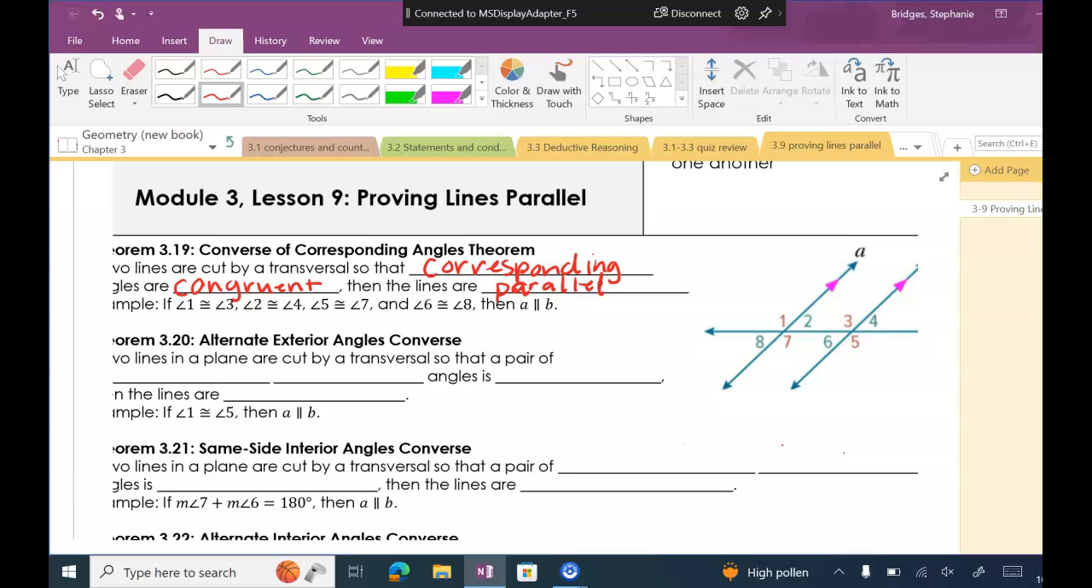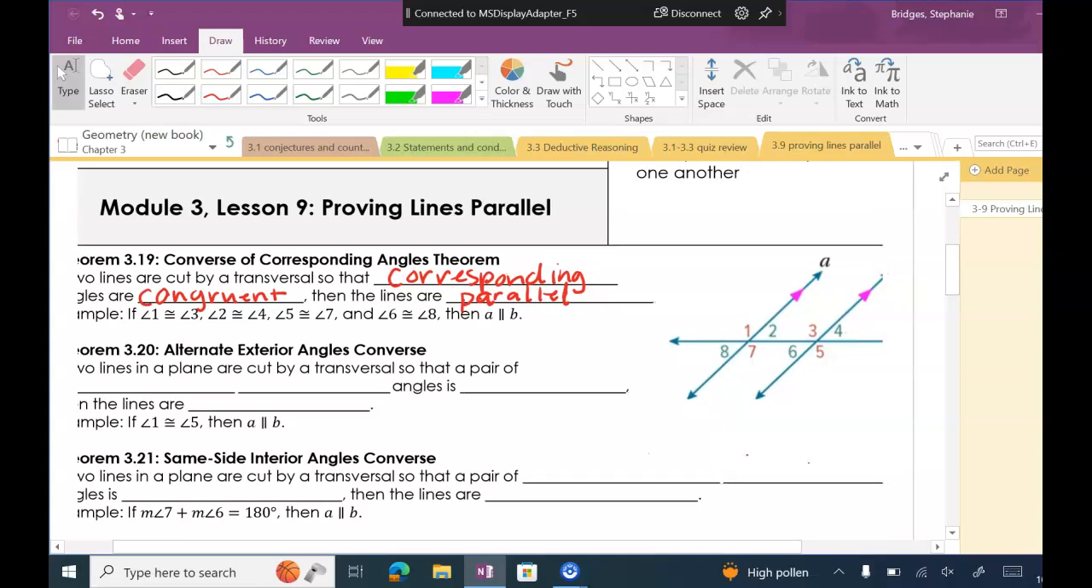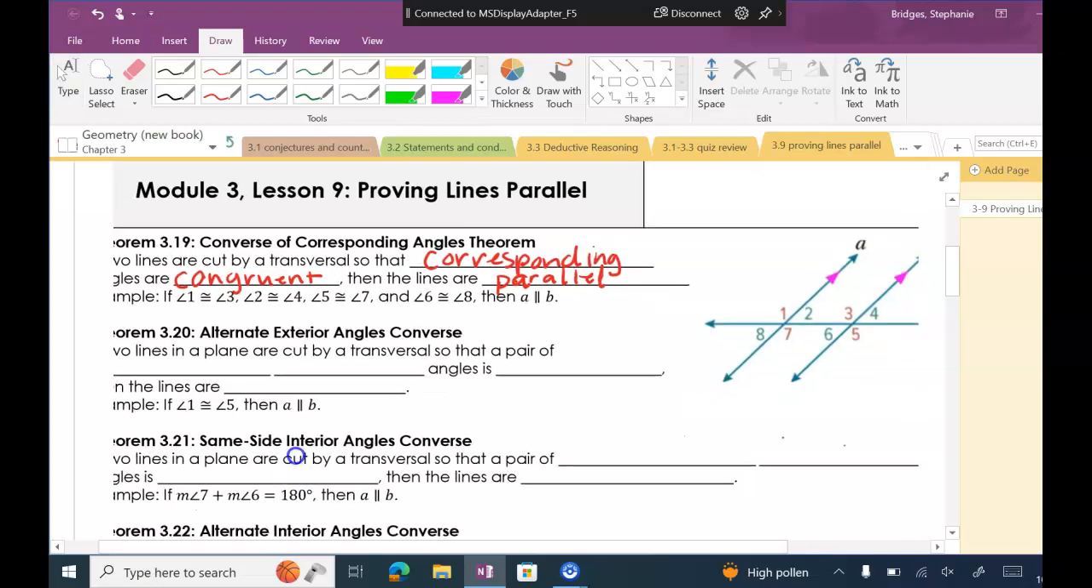So, for example, 1 and 3 are a pair of corresponding angles. 2 and 4 are a pair of corresponding angles. 8 and 6 are a pair of corresponding angles. And 7 and 5. So if I were to say any of those two angles are congruent, then I would be able to say that lines A and B are parallel. Okay? So it's just saying the same thing, but opposite.